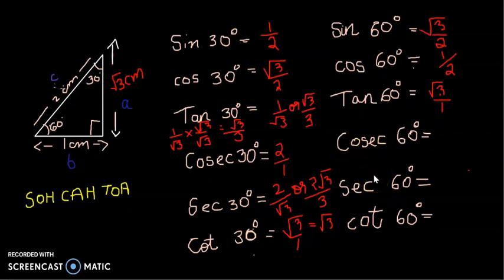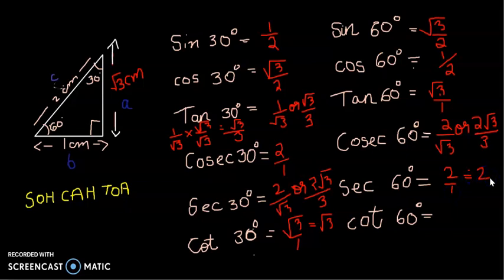Now we find cosecant 60, that is the inverse of sine 60. So you can write 2 over root 3. If you want, you can rationalize it by multiplying numerator and denominator by root 3. So that is 2 times root 3, and root 3 times root 3 becomes 3. Now secant 60 is the inverse of cos 60, that is 2 over 1, which is 2.